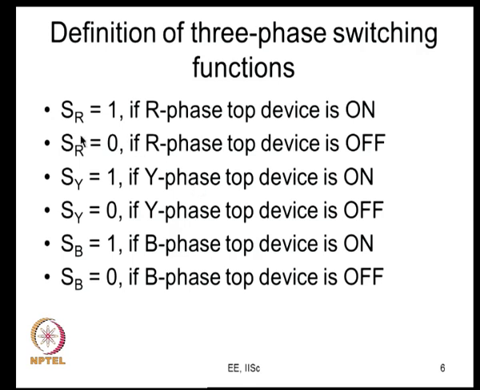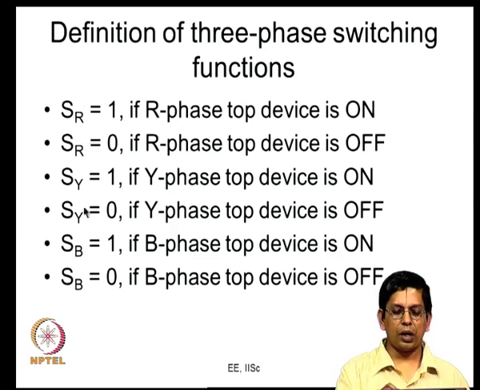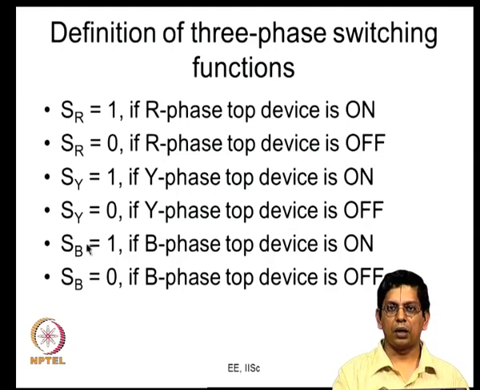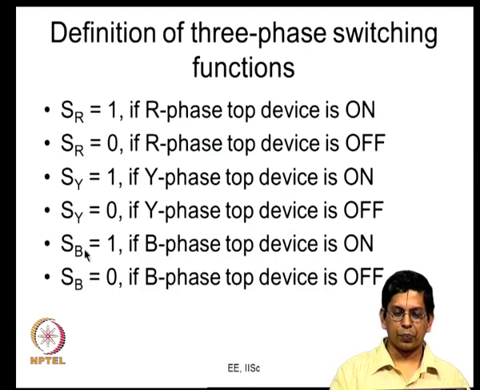So, we will start with the switching function as we did in the last class. We just recap here. We say that the switching function is indicated by S, and whether it corresponds to R, Y or B phase legs is indicated by the subscript R, Y, B. When SR is equal to 1, we mean the R phase top device is on. When SR is equal to 0, we mean the R phase top device is off, that is the R phase bottom device is on. The same thing is valid for the Y phase and the B phase switching functions SY and SB respectively.